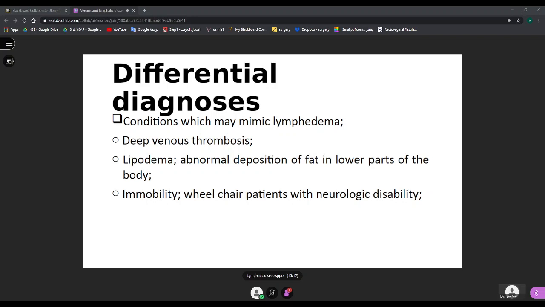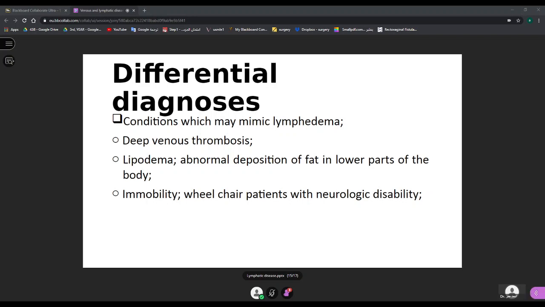lymphedema, epifascial tissues, or tissues above the deep fascia, I mean mainly the skin and subcutaneous tissues, are mainly affected, while deep tissues are not affected by swelling. Okay. One differential diagnosis is a condition which is encountered in ladies.